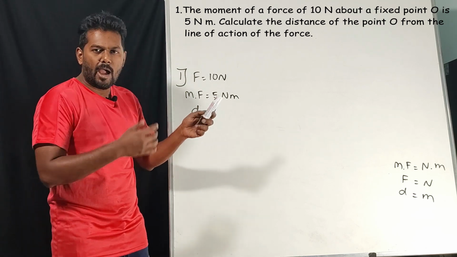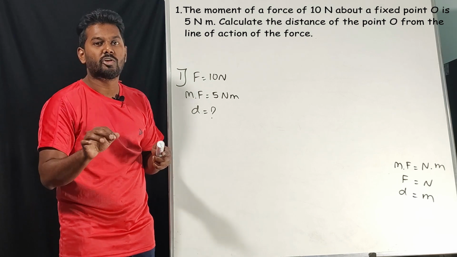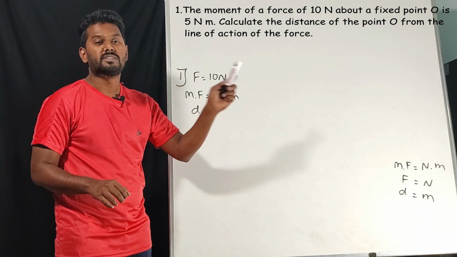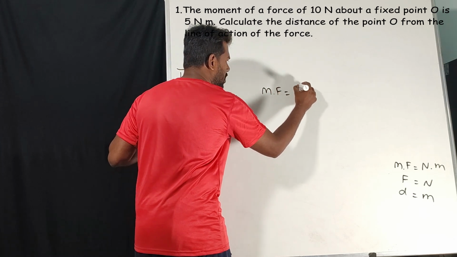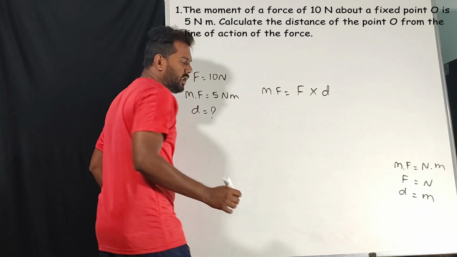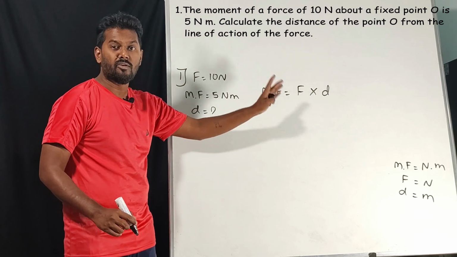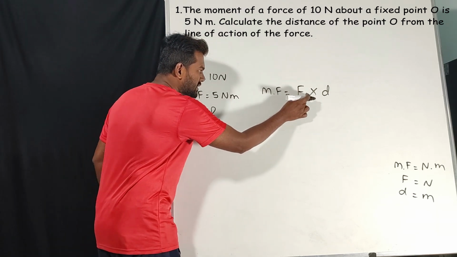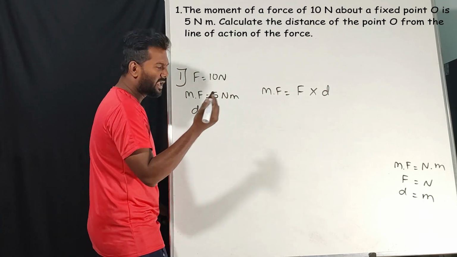And here I am going to use the symbols for the formula, but in the exam you have to write the full form of the symbols. Moment of force is equal to force into perpendicular distance. In the exam you should not write the short forms. You have to write the full form. Moment of force, this is force, this is perpendicular distance. That's it. So substitute the values and we will get the answer.